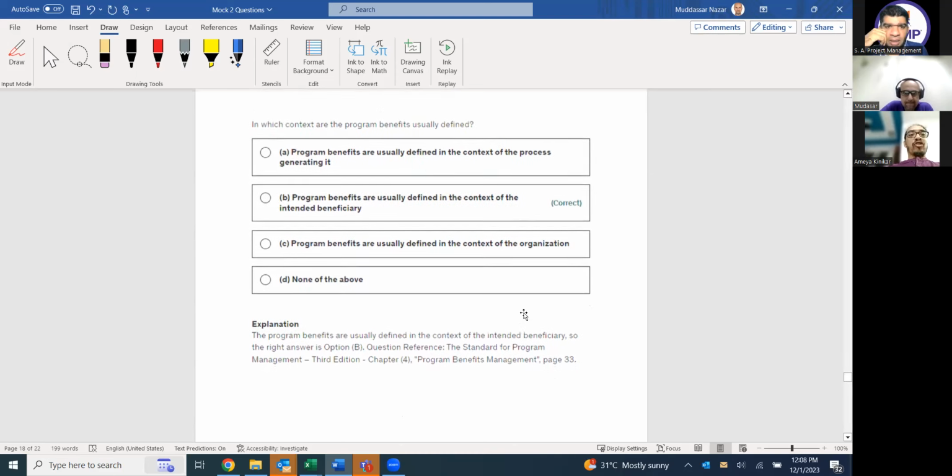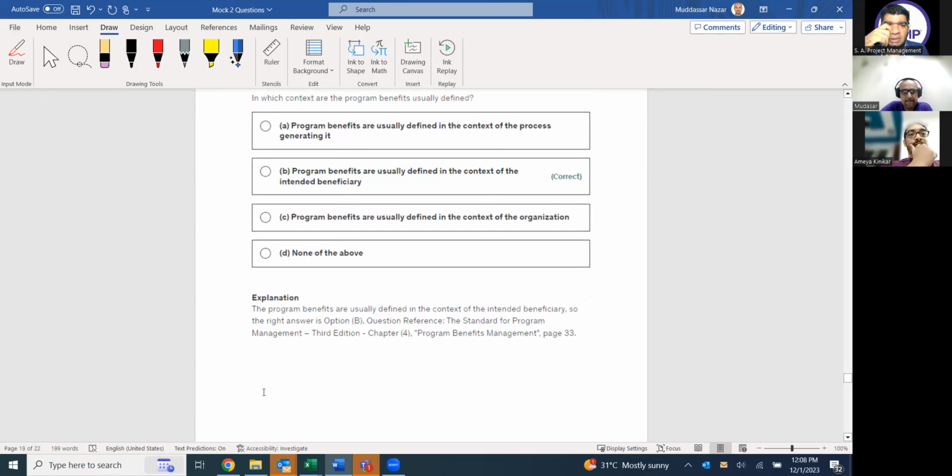Program benefits are usually defined in the context of intended beneficiary. Okay. Program benefits are usually defined in the context of the organization. C is partially correct because every benefit has to be strategically aligned with the organization, and we said that value delivery and strategic alignment. That is correct. But he's saying how it is defined, but definition is not in the context of the organization. You are defining what are in the business case. I make a list of benefits. I do benefits identification. Okay, the question is coming from that. I have a benefit register.